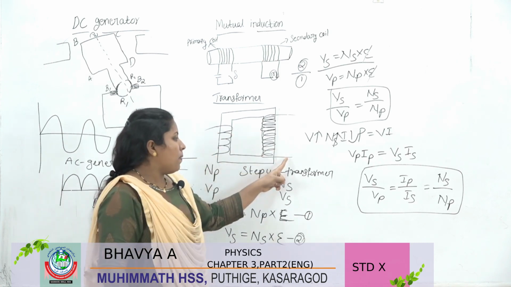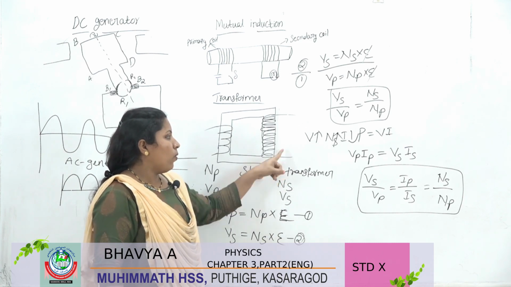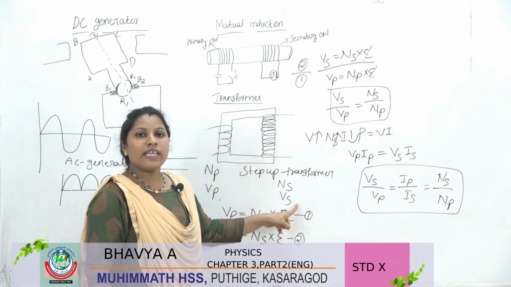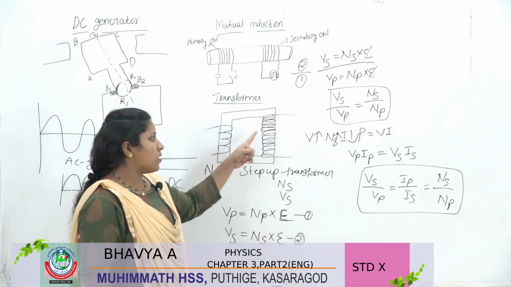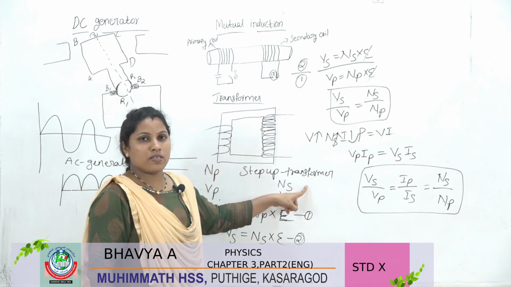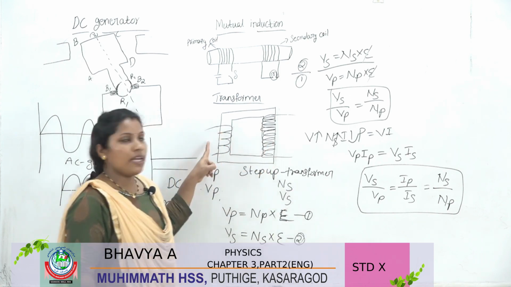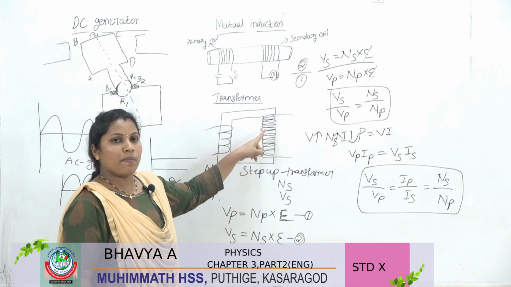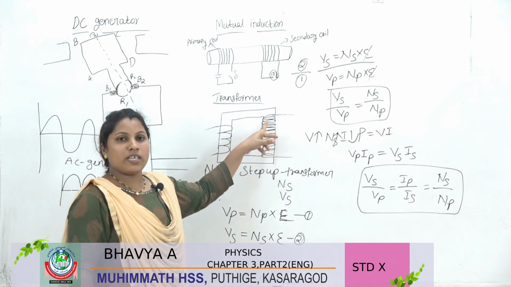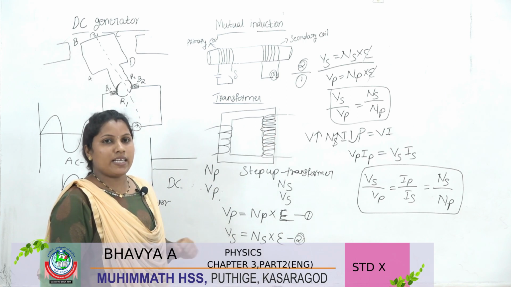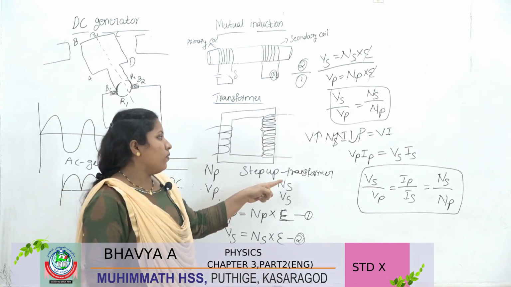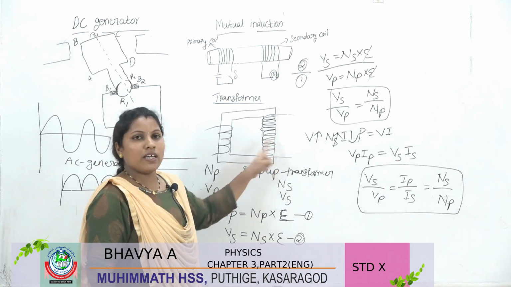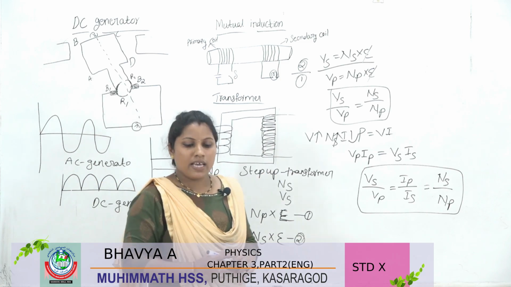In the step up transformer secondary, voltage is increasing, number of turns is increasing, and the current is decreasing. The same process happens in a step down transformer. In a step down transformer, the primary number of turns increases, then the voltage also increases, so the current decreases. In the secondary, the number of turns is decreasing, the voltage is decreasing, so the current is increasing.